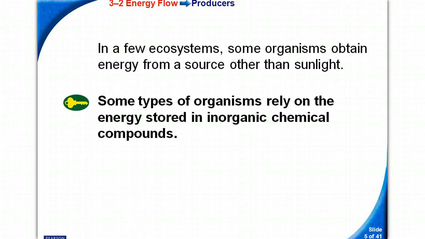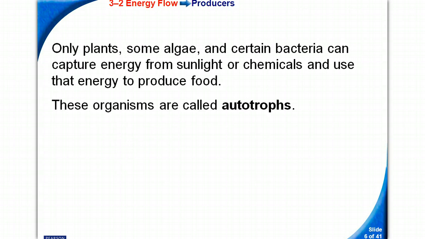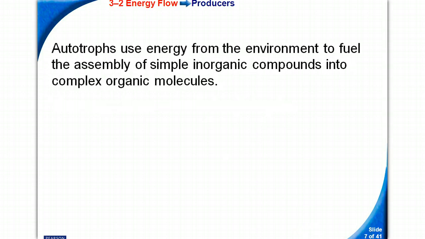Key concept number 2. Some types of organisms rely on the energy stored in inorganic chemical compounds. Only plants, some algae, and certain bacteria can capture energy from sunlight or chemicals and use that energy to produce food. These organisms are called autotrophs. So, producers produce their own food. Autotrophs capture energy from sunlight or chemicals and produce their own food. They don't have to eat anything else.